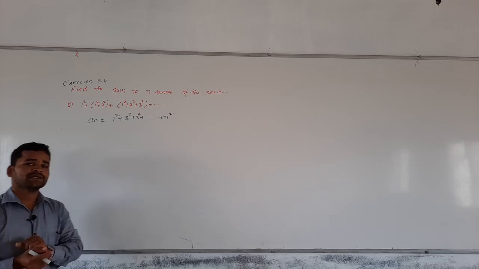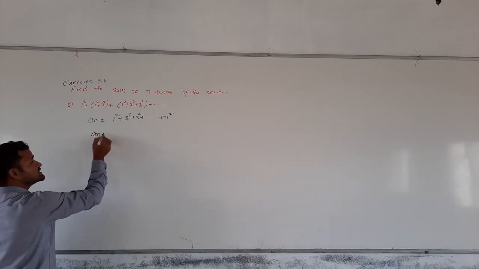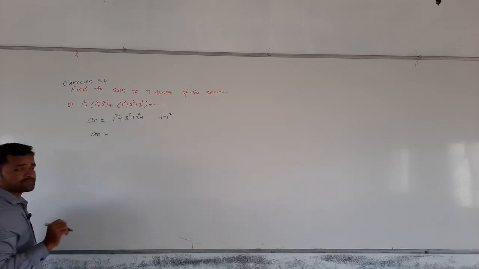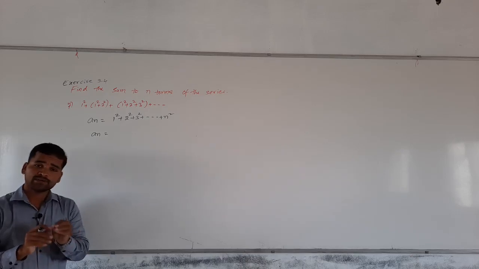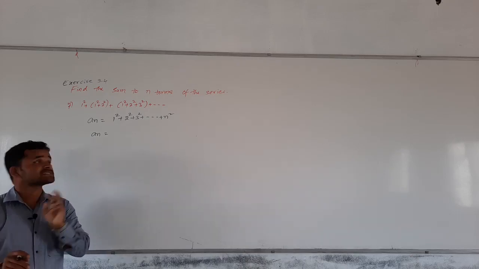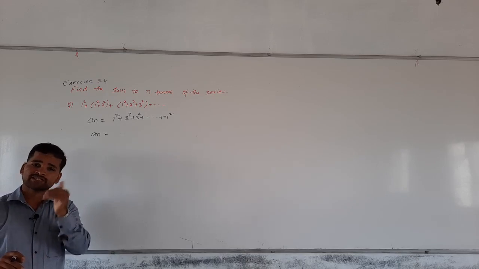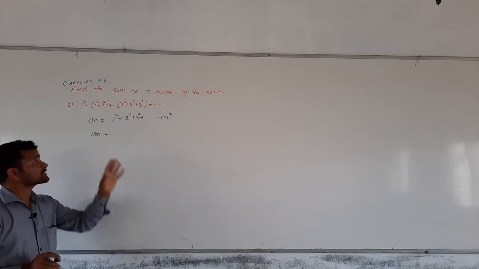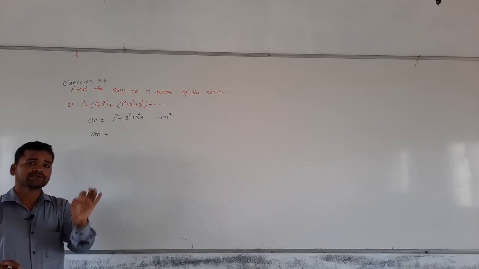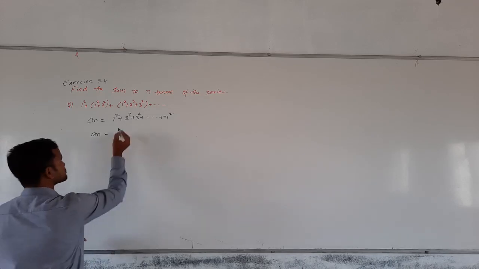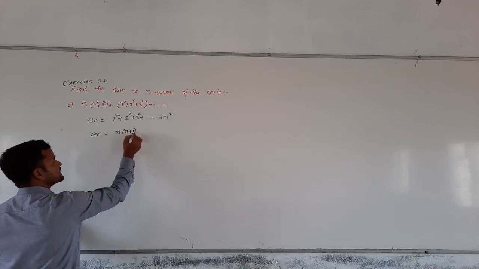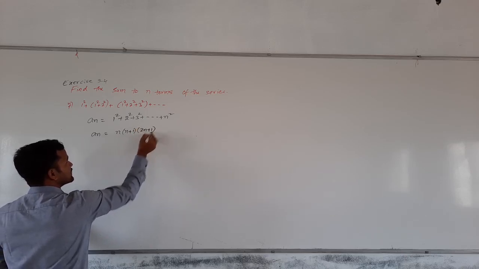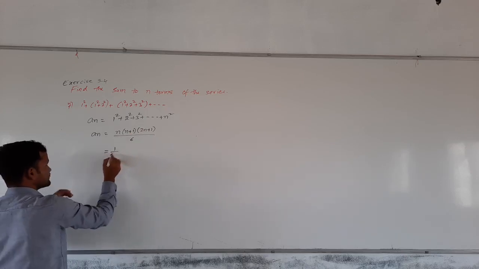Now we will find out Sn. An itself is the sum of squares of first n natural numbers. The first term is 1 square, the second term is the sum of squares of 2 natural numbers, the third term is the sum of squares of first 3 natural numbers, the fourth term is the sum of squares of first 4 natural numbers. In the same way, the nth term is the sum of squares of first n natural numbers. This formula we know, it is directly n into n plus 1 into 2n plus 1 by 6. This by 6 I will write outside.